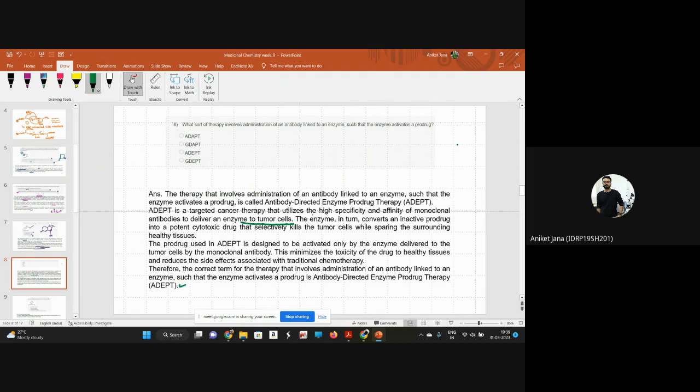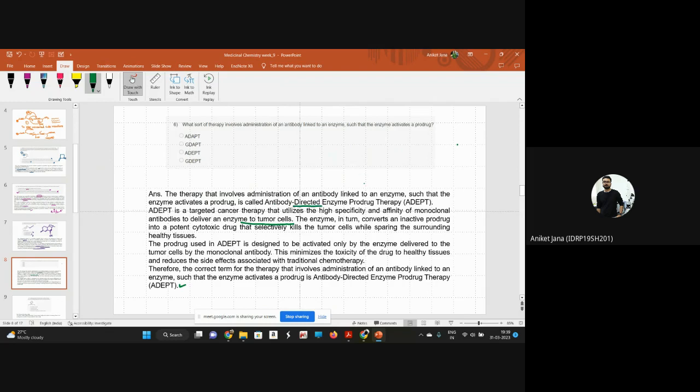So, can you get the advantage of this therapy? Why is this enzyme linked to the antibody? Why are you linking the enzyme with the antibody? Yes, it targets the cancerous cell. Yes, it is very much directed towards the cancer cell.